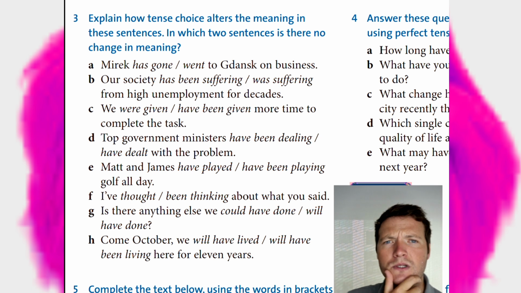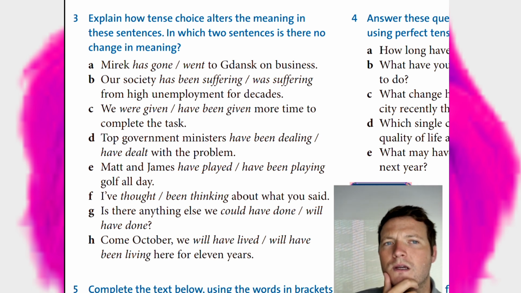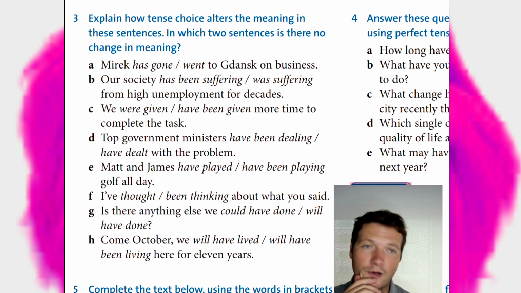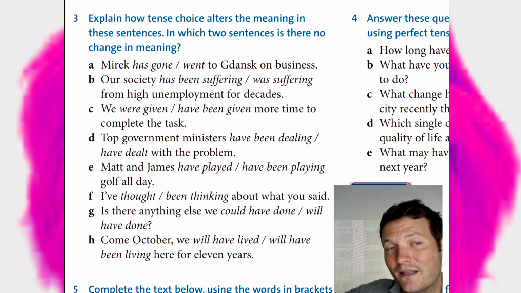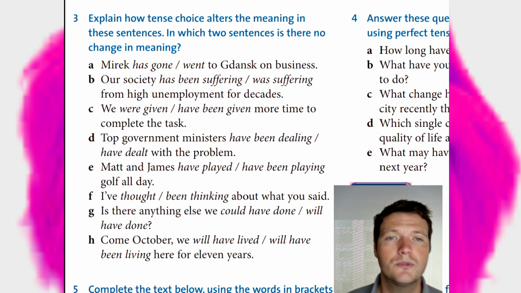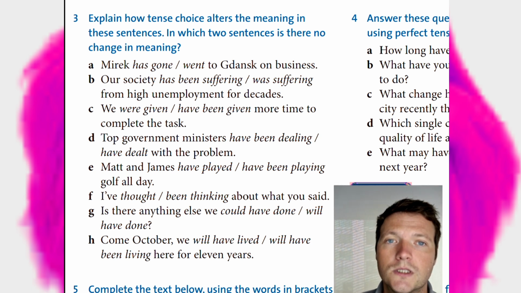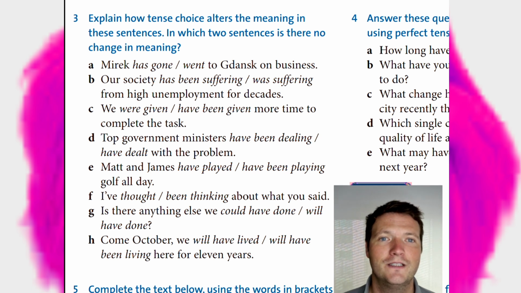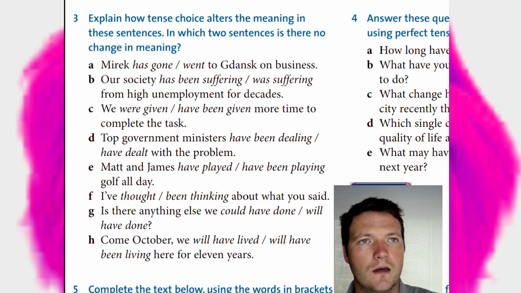And H, I'm guessing, must be the same meaning, because let's have a look. Come October, we will have lived, or we will have been living here for 11 years. Yeah, again, I think we will have been living here for 11 years, as it's an ongoing thing. We are living now, we will be living there. Then it kind of sounds like the more natural option, but we will have lived is equally correct. Come October, we will have lived here for 11 years. Yeah, the same, both correct.